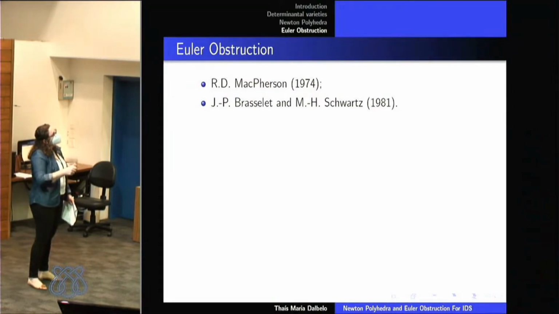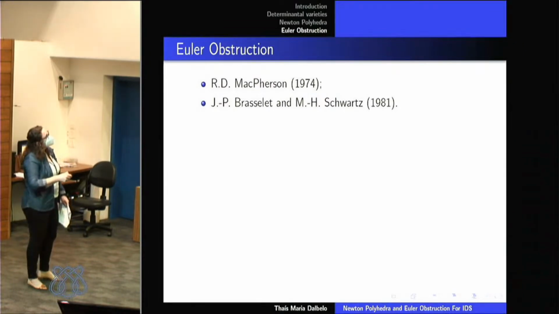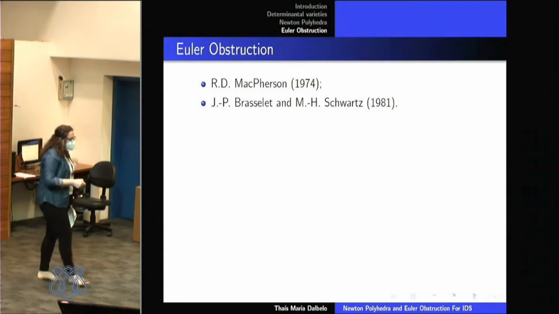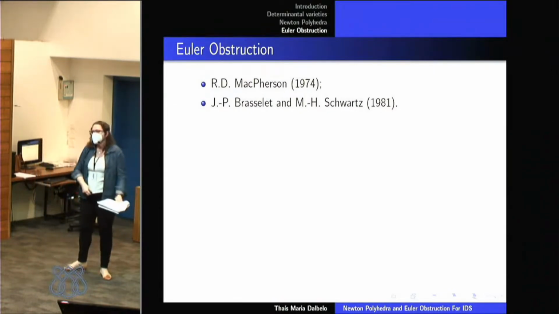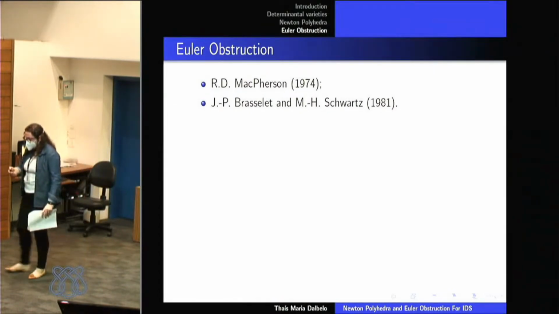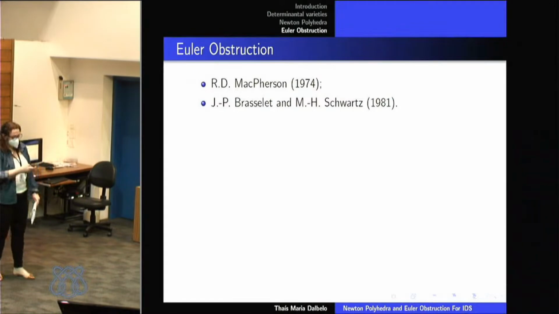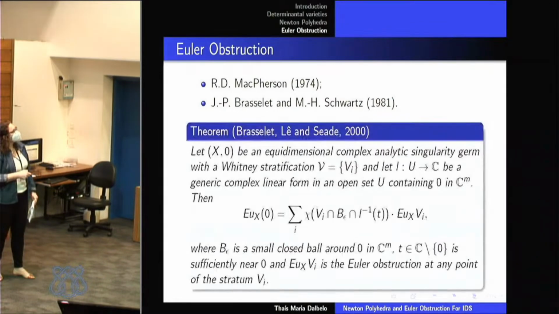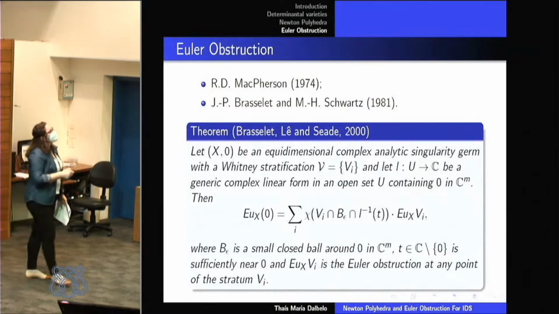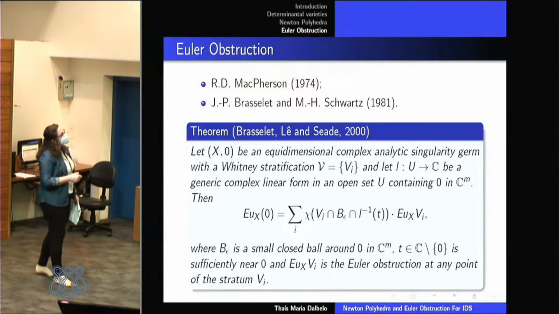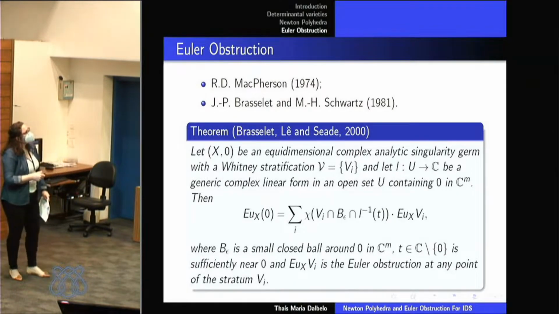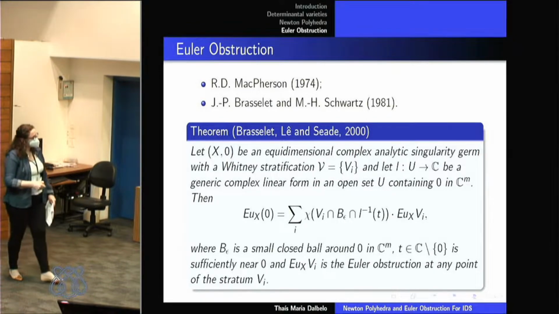It is in fact very difficult to compute the Euler obstruction using its definition. So many authors have presented formulas to make this computation easier. For instance, Brasselet, Lê and Seade presented this beautiful formula.